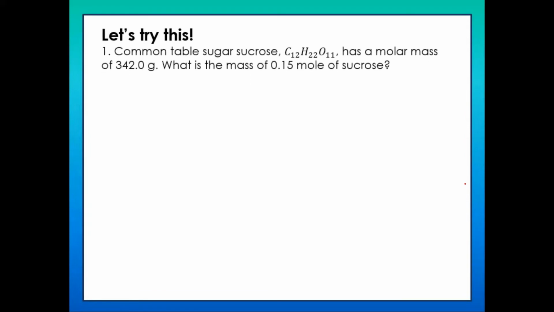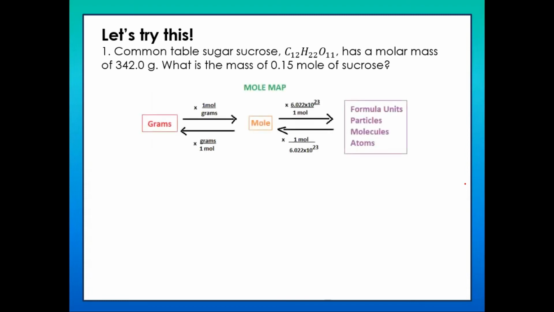So we have, for number 1, common table sugar, sucrose, with this chemical formula C sub 12 H sub 22 O sub 11, has a molar mass of 342.0 grams. What is the mass of 0.15 mole of sucrose? So we'll be using this mole map para we know how to solve properly this given problem, and this will give us the right direction in terms of dimensional analysis.